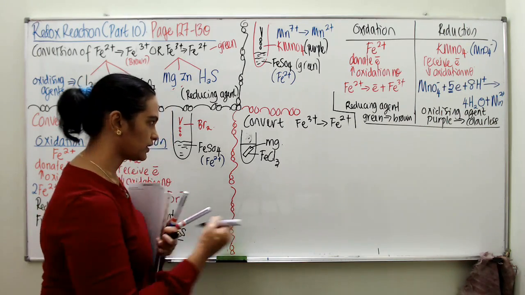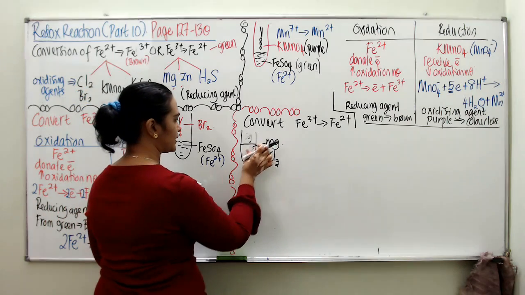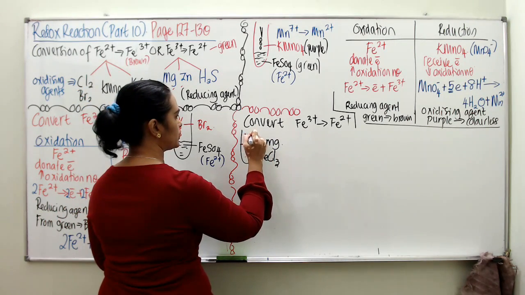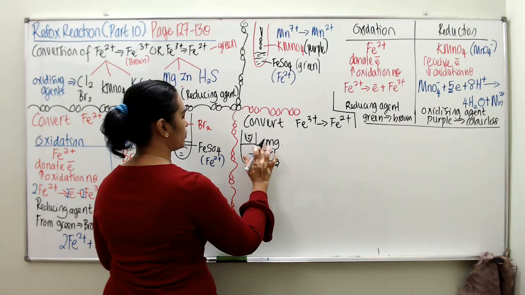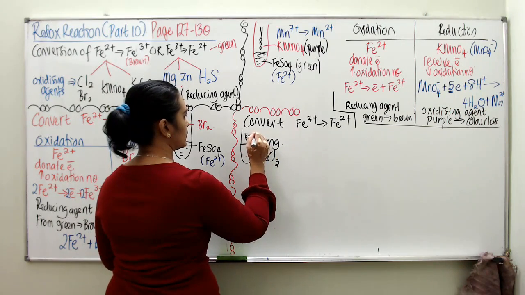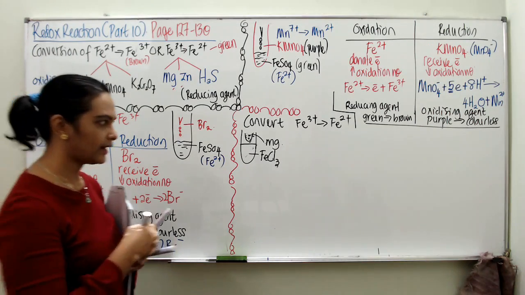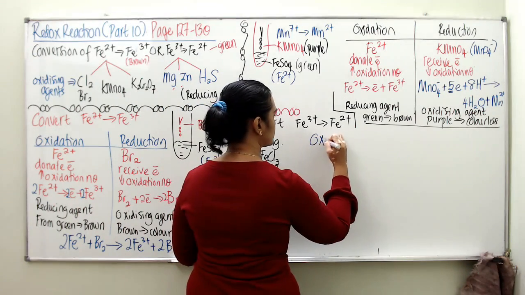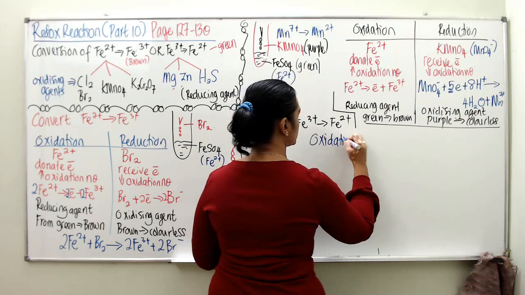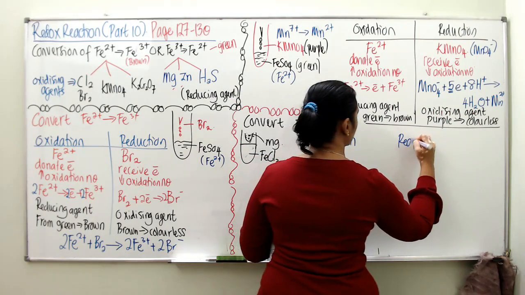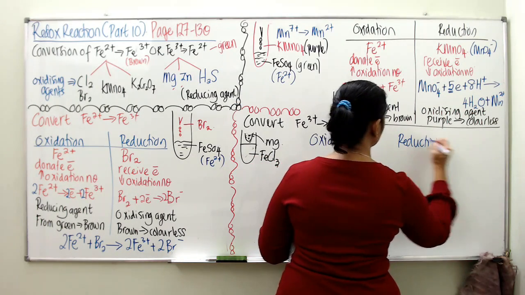Usually the metal put in is actually in the form of powder. So when you put in the metal, you can see what happens. So let's discuss in terms of oxidation and reduction.